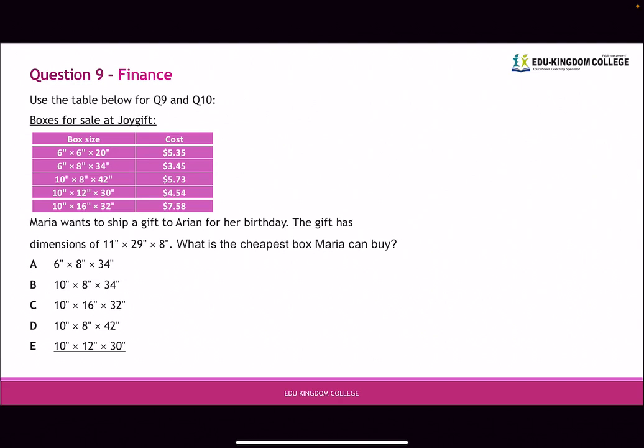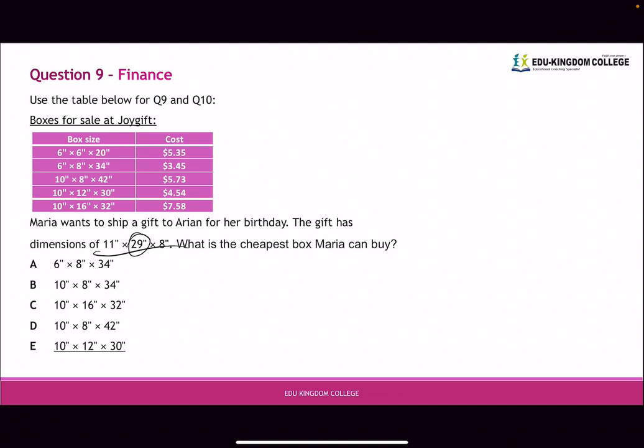Now, question 9, using the table below, we're going to answer question 9 and 10. So they're selling boxes at a place called Joy Gift. Maria wants to ship a gift to a friend, and the gift has to be these dimensions. So what's the cheapest box she can buy? So let's look at the dimensions first. Let's start from biggest dimension to smallest dimension.